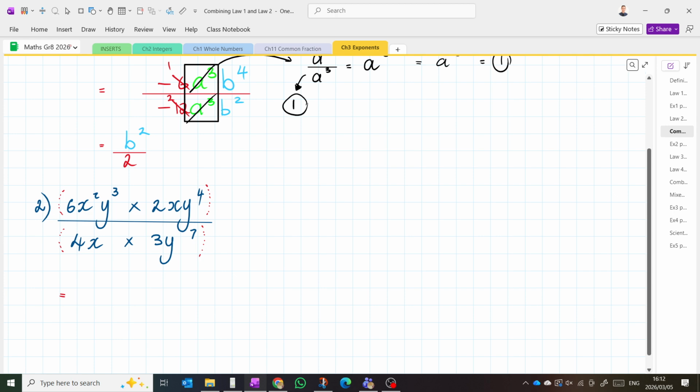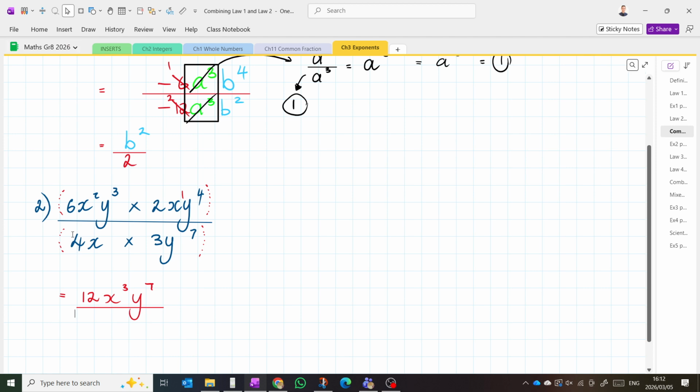So in the numerator, we've got a positive times a positive, so that stays positive. We've got 6 times 2, which becomes 12. X to the power 2 times x to the power 1. Same bases, so add the exponents. 2 plus 1 is 3, so x to the power 3. Y to the power 3 times y to the power 4. 3 plus 4 is going to give me 7. So that's what I end up with at the top in the numerator.